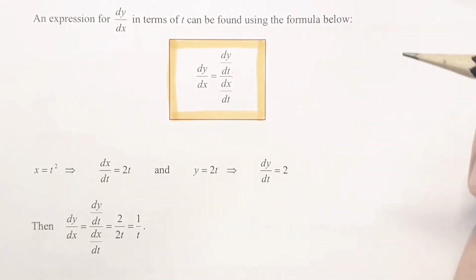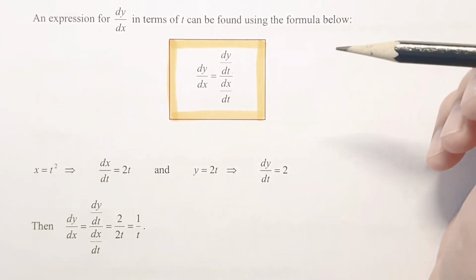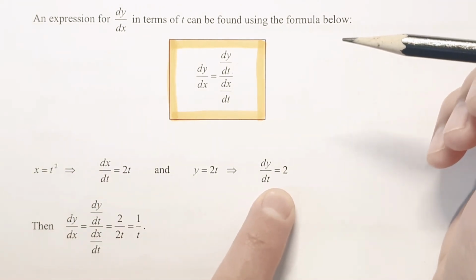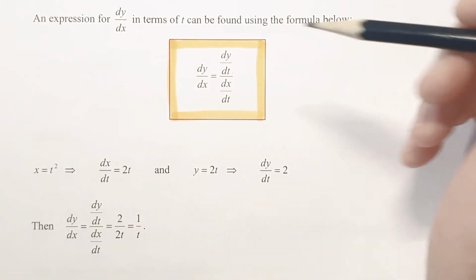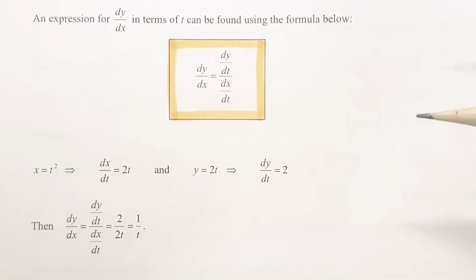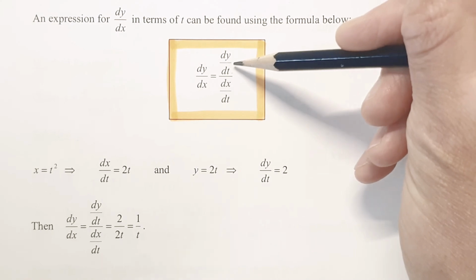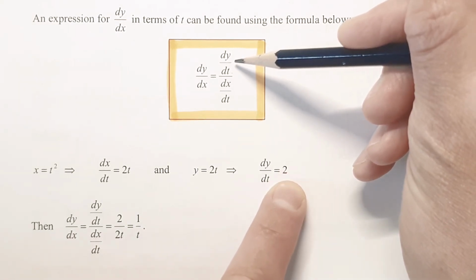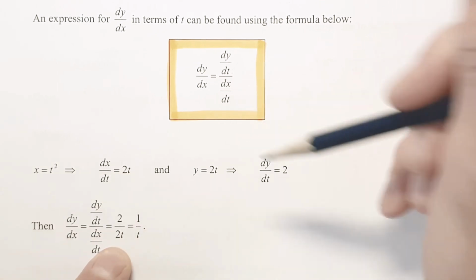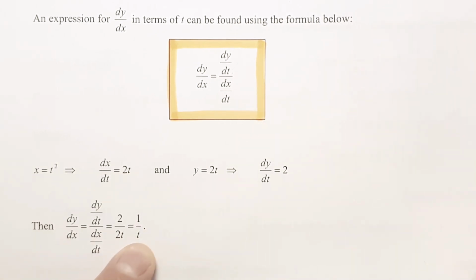So if we look at the two equations, x equals t squared and y equals 2t, we can take the derivative of both of those things, and we can say dx by dt is 2t and dy by dt is 2. So therefore, using this bit in the orange box here, we can say that dy by dx is dy by dt, which is 2, over dx by dt, which is 2t. That's where your 2 over 2t comes from, and that simplifies to 1 over t. So we can get an expression for the derivative.